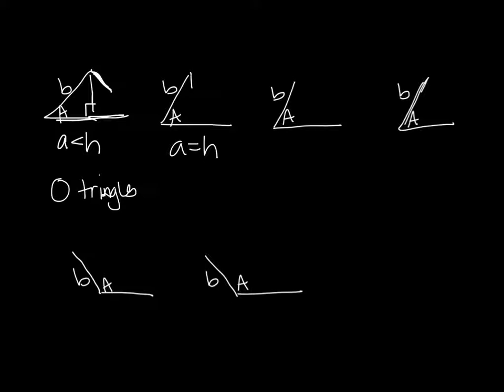Now, what if A equals H? Again, here's the height, and what if A was exactly the same as H? The only way I'm going to get to the bottom is if I go straight down. And so then we have one triangle. In fact, we have a right triangle, so we can just use the regular cosine, sine, and tangent, but we could also use the law of sines too.